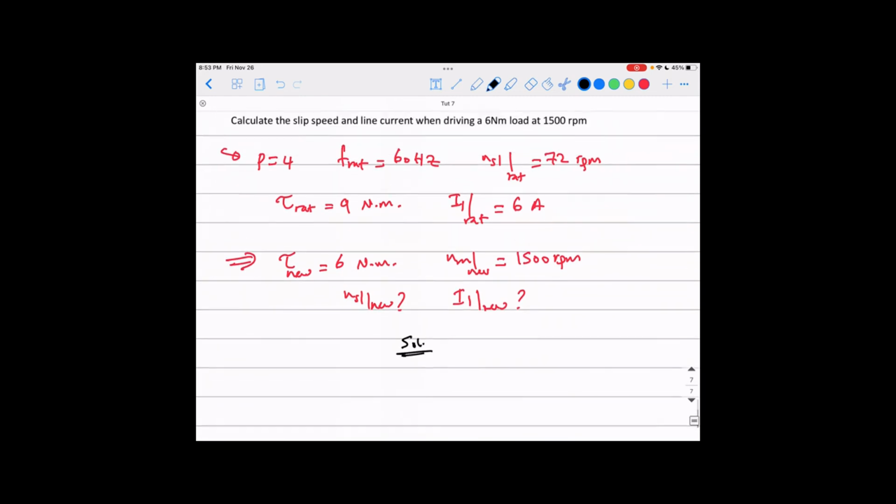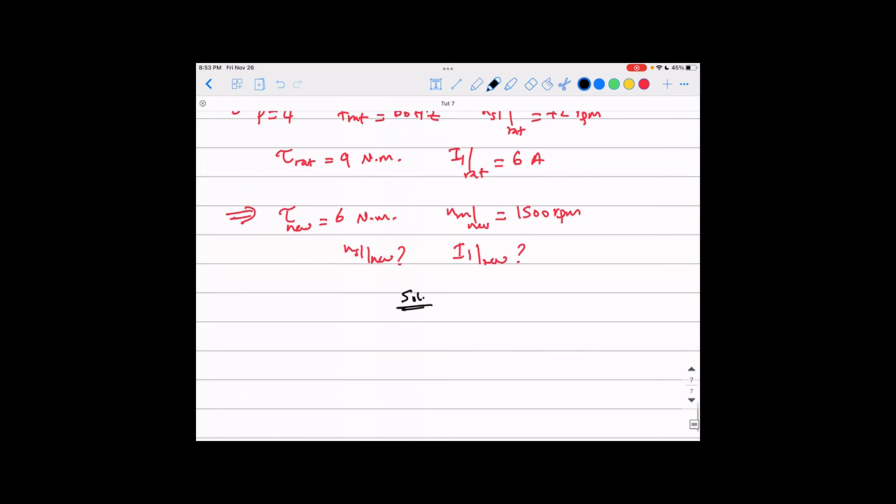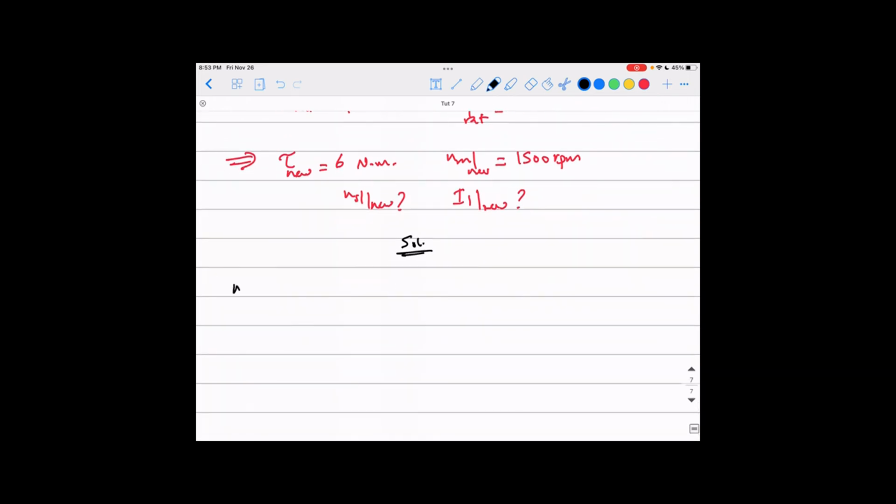Let's see what we'll do now. We're going to do the same things as before. First things first, we need to find the rated synchronous speed, because that will tell us which zone we're working at. It's 120 F rated over the number of poles. So 120 times 60 over 4 poles is basically 1800 RPMs.